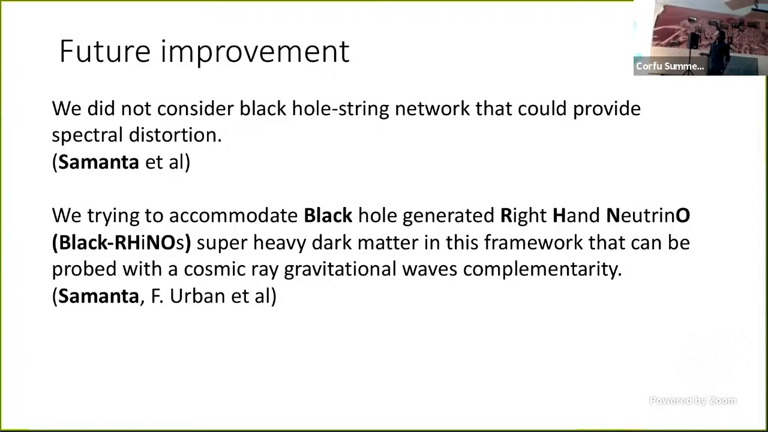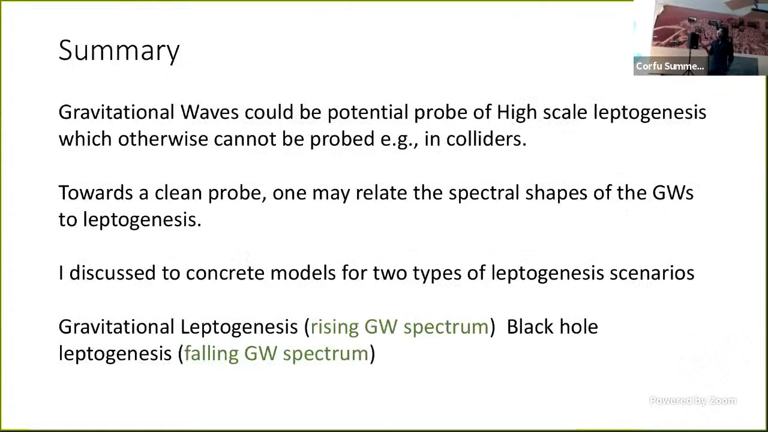And so we name this dark matter as black rhinos. Rhino is an abbreviation for right-handed neutrinos, which could be probed by gravitational waves as well as cosmic rays. So this is the summary.